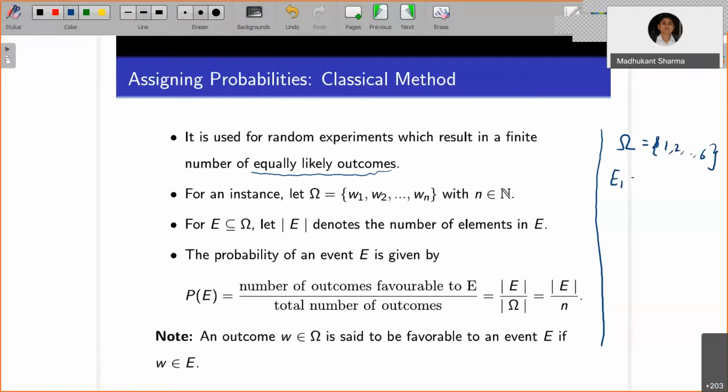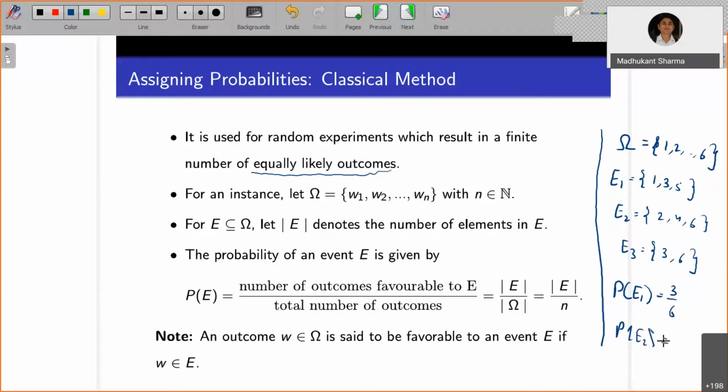Now E1 is the event of getting an odd number, E2 is the event of getting an even number, and E3 is the event of getting a multiple of 3. Then certainly by using this definition, the probability of E1, the number of outcomes favorable to E1, is 3 out of 6, so 3 by 6. The probability of E2, the number of favorable outcomes or even numbers, is 3 out of 6. The probability of E3 is the number of favorable outcomes divided by the total number of outcomes, which is 2 by 6. So these are 1 by 2, 1 by 2, and 1 by 3.